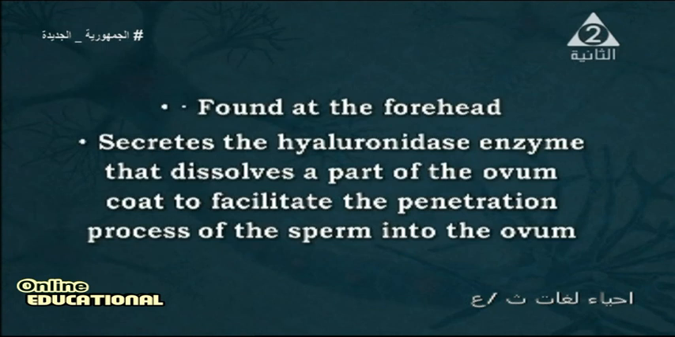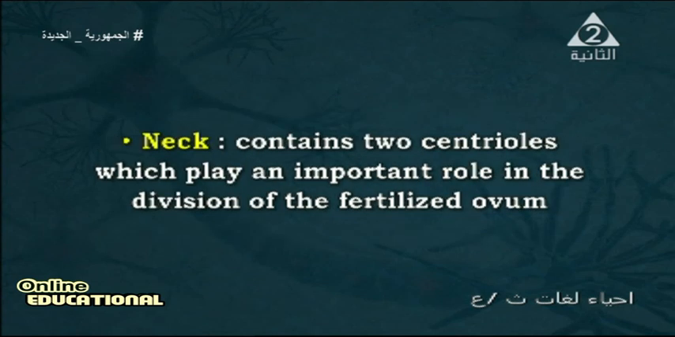Found at the forehead, it secretes the hyaluronidase. The hyaluronidase enzyme, okay, dissolves a part of the ovum to facilitate the penetration and the entering of sperm inside the ovum. Neck contains 2 centrioles which play important role in the division of the fertilized ovum.